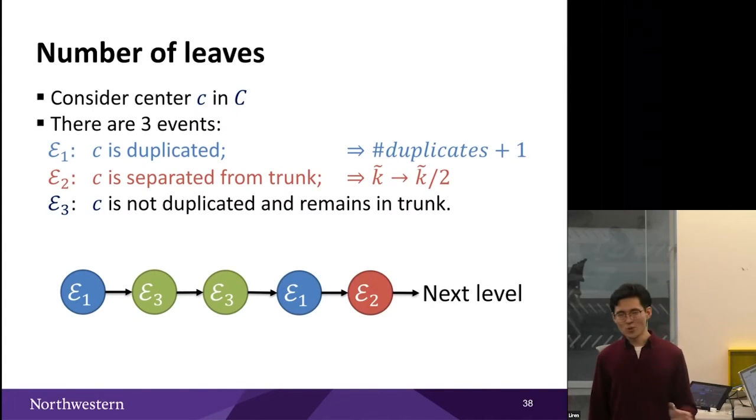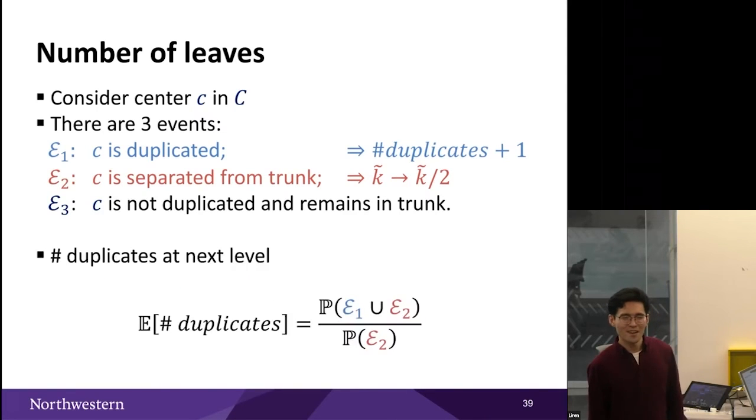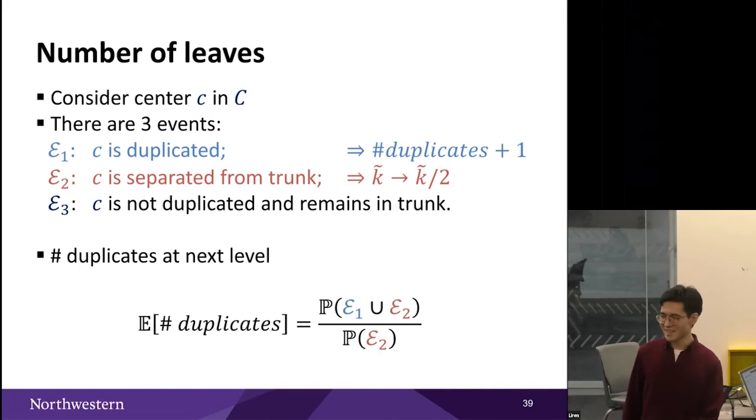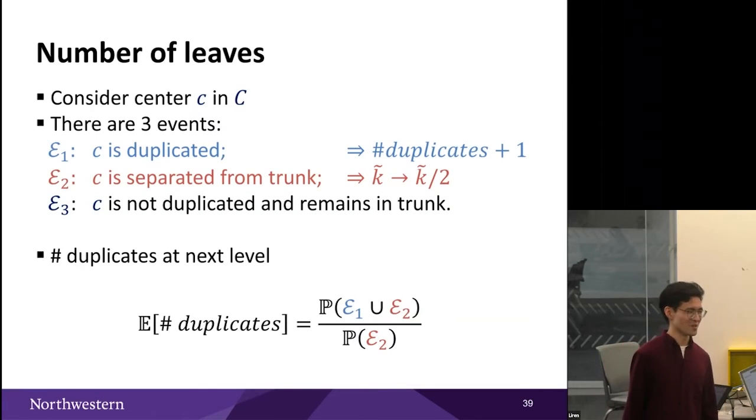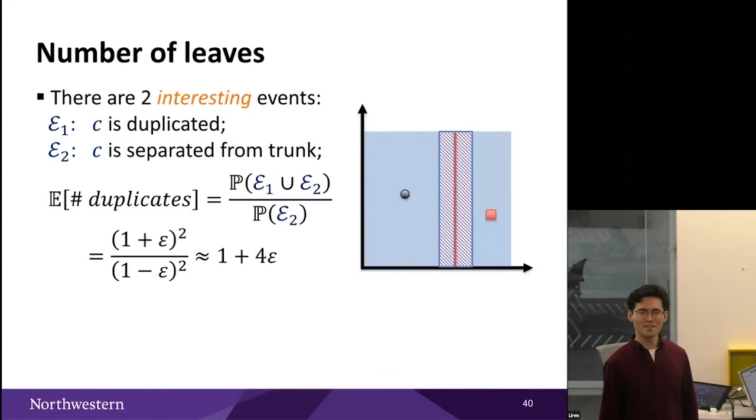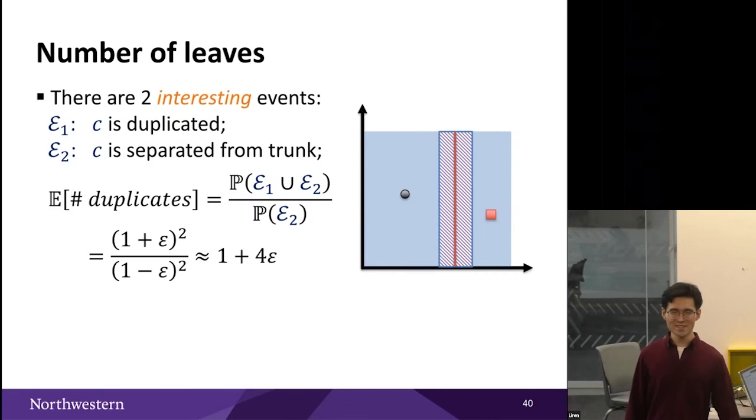Then suppose we focus on one level, we might see some event 1 or event 3 happen, and eventually event 2 happens, we will go to the next level. Then how many duplicates will happen in one level? So the expected number of duplicates would be this, which is how many times event 1 happens till we see event 2. So it's like flipping a coin many times. Then we focus on these 2 interesting events.